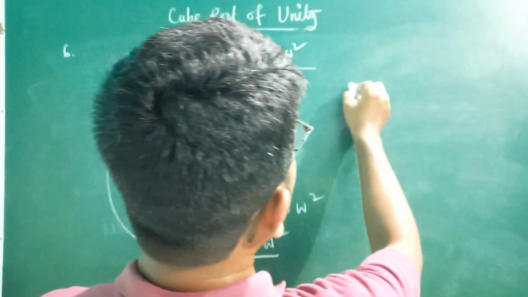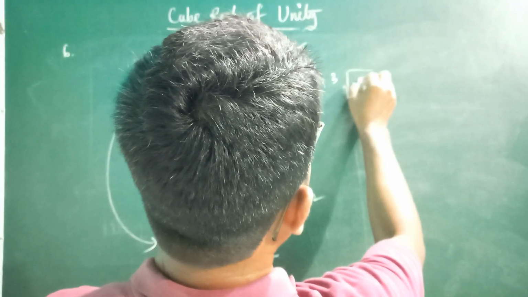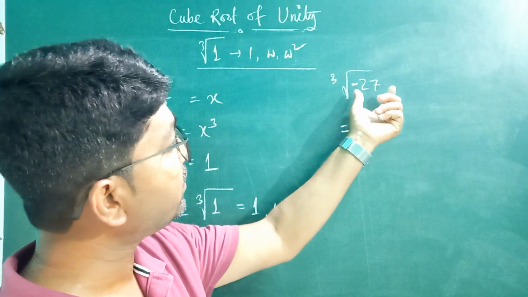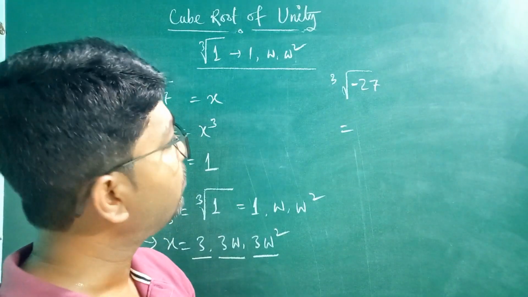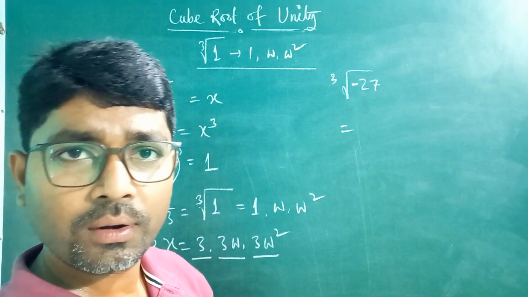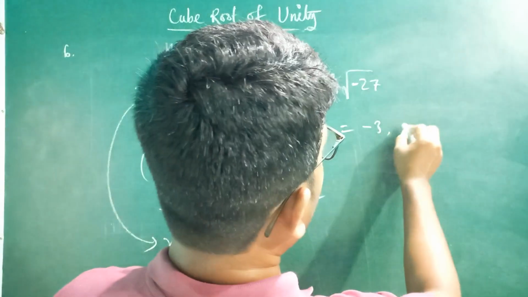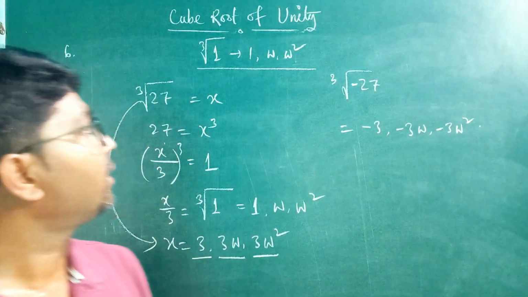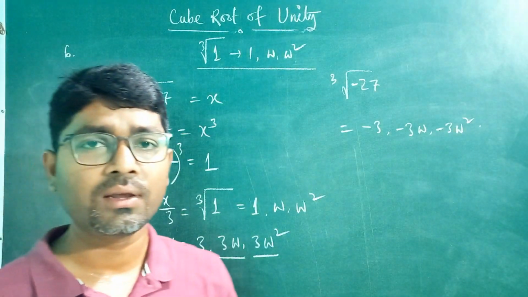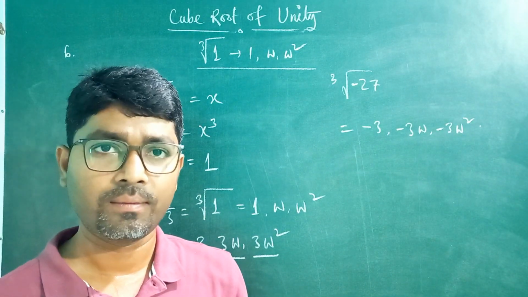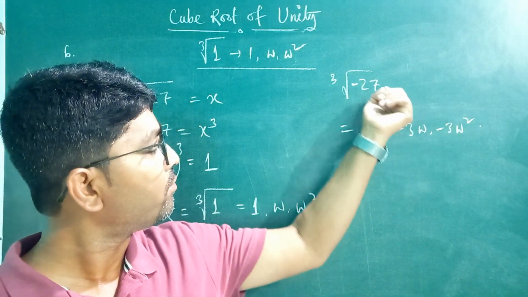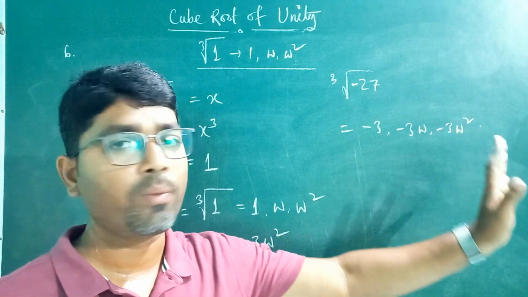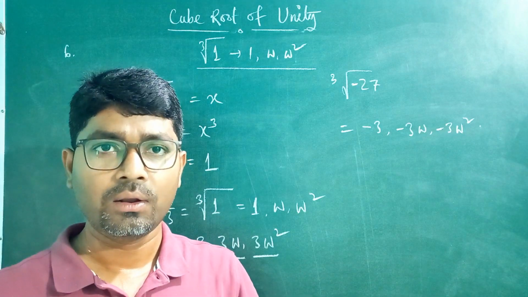Similarly, suppose you have to find the cube root of, say, minus 27, how can you calculate it? You just check what the real root of this value is. Its real root is minus 3 only. So its roots will be minus 3, minus 3 omega, minus 3 omega square. Using this property, we can easily calculate the cubic roots of any real number. Just first calculate its real root and then multiply this real root by omega and omega square. You can easily get all 3 roots.